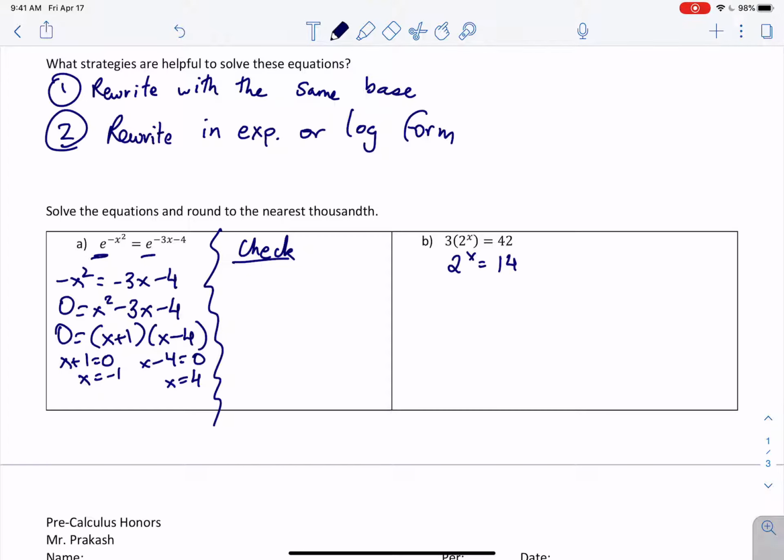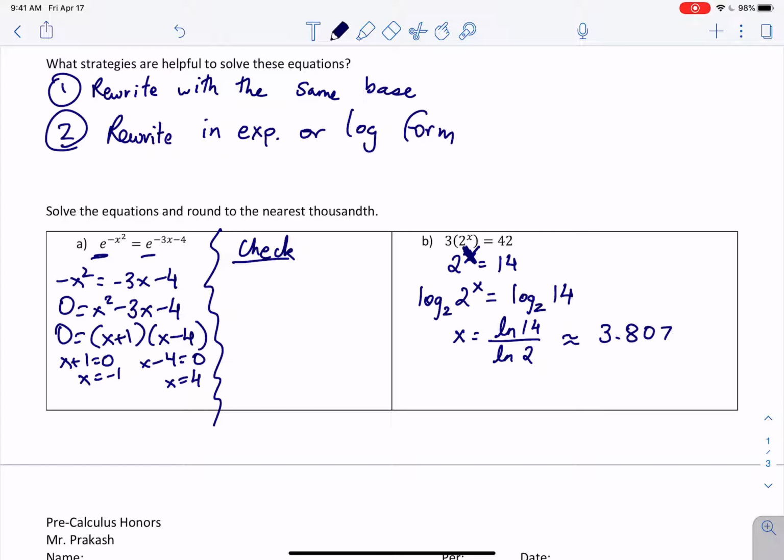And then we need to get rid of the 2 to get to the x. Well, to do that, we'll have to take a log on both sides. So we can take log base 2. And then that undoes the 2 to the x, so we just get x. And then we get log base 2 of 14. Well, that can be natural log of 14 divided by natural log of 2. And if you type that in your calculator, you get about 3.807.